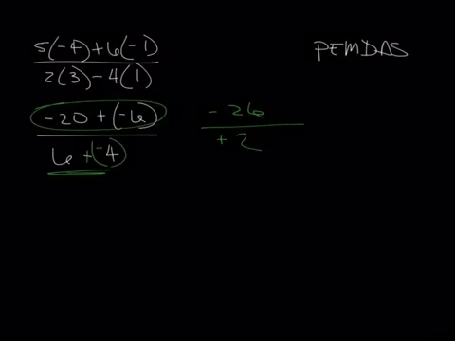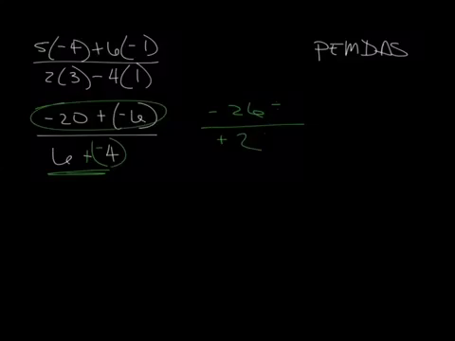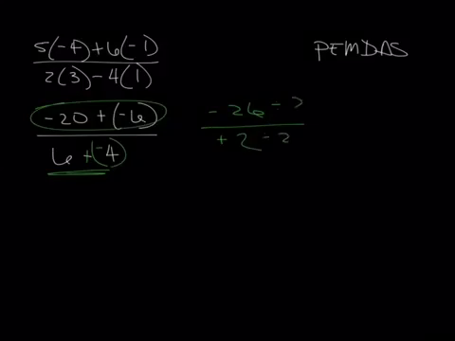Is there something that goes into both 26 and 2? Well, the only thing that works is 2. So negative 26 divided by 2. We have one negative and one positive. Signs are different, so our answer is negative. And down here, we just have 2 divided by 2 is 1, so we get negative 13 for our answer.